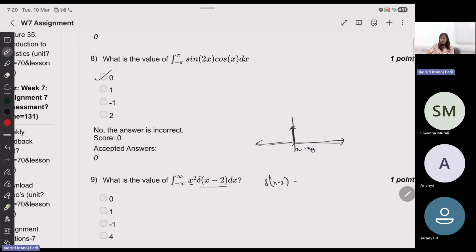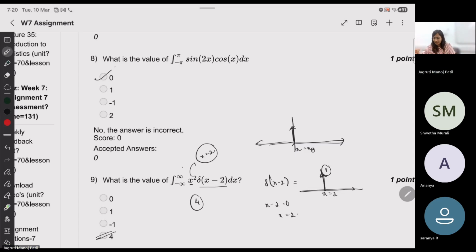Will it be 0? Since if you see the delta function, this delta function is 1 at x equals to 2, right? If you do x minus 2 equals to 0, you have x equals to 2. So at x equals to 2 only, this is 1. So in between negative infinity to infinity, this is only giving you a definite value at x equals to 2. So you'll evaluate this at x equals to 2 itself. So this gives you that, it.